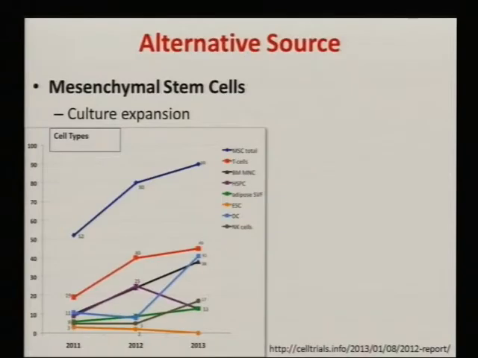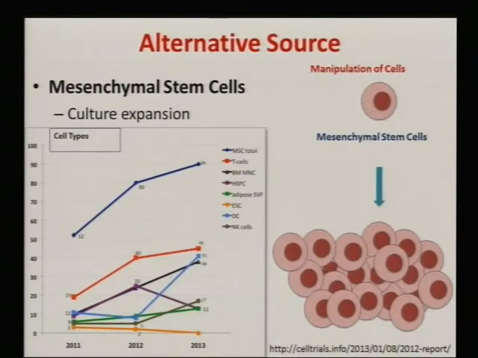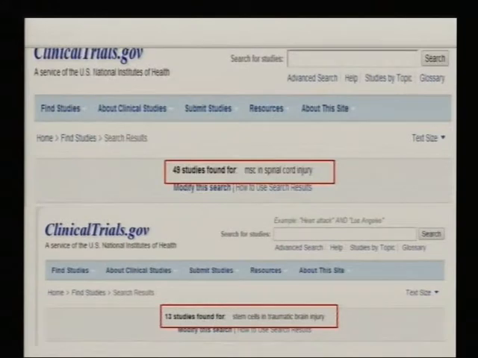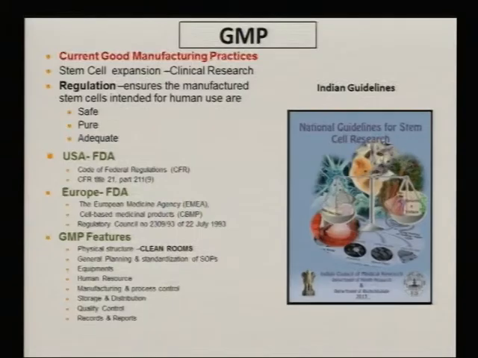The next step is what? If you see the current scenario worldwide, the type of stem cells, apart from bone marrow mononuclear cells, called mesenchymal stem cells, are taking the lead in all the clinical trials. These cells need expansion in culture. Bone marrow mononuclear cells you only need to enrich, and do not need to expand. But these cells are much fewer than hematopoietic stem cells, so you need to expand them in culture conditions. This is the number of studies right now in spinal cord injury and in traumatic brain injury which are going on using mesenchymal stem cells till yesterday.